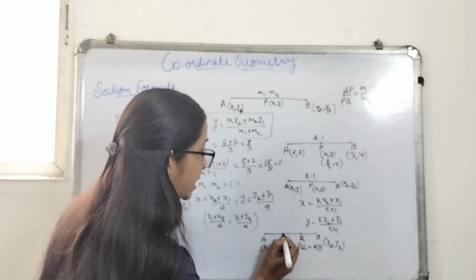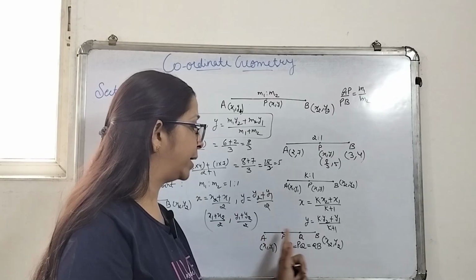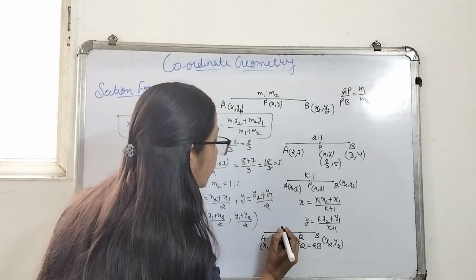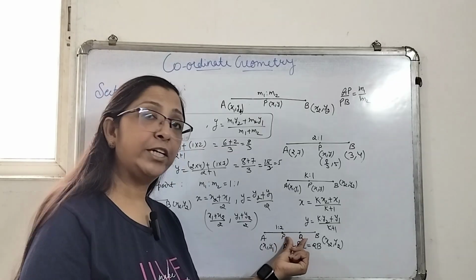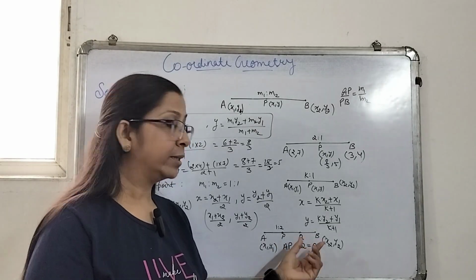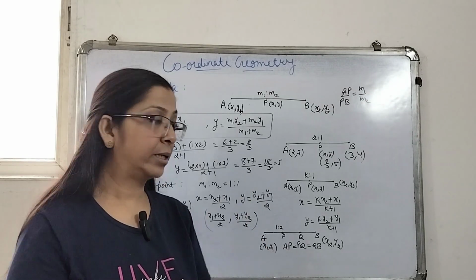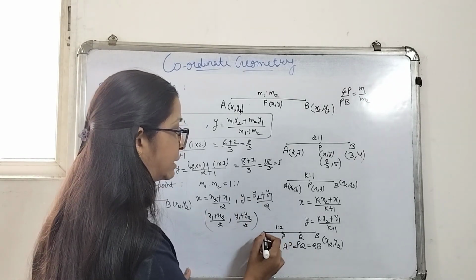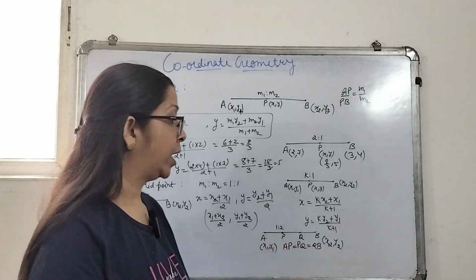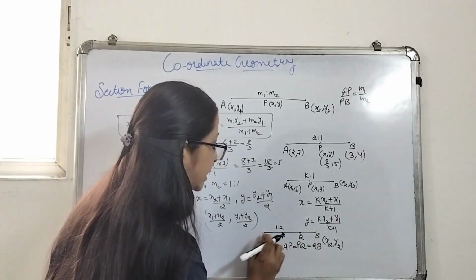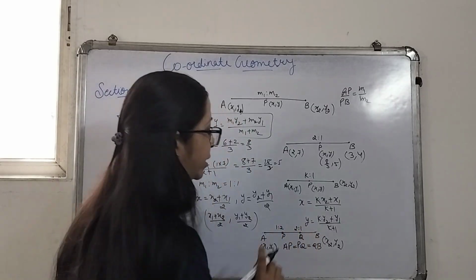Now here we can see that this point P is dividing the line segment AB in the ratio 1 is to 2, because AP is equal to PQ is equal to QB. That means the PB part is 2 parts and the AP part is 1 part. So point P divides this line segment in the ratio 1:2, and point Q divides the line segment AB in the ratio 2:1.